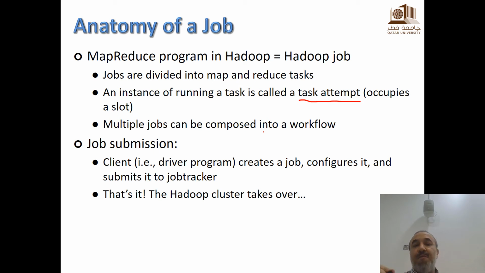Multiple jobs can be composed into a workflow. If you have an application where you want to do some processing first and produce an output, and then this output will be an input to another job, which will produce another output, that's a pipeline, that's a workflow. Each step here is a separate job.